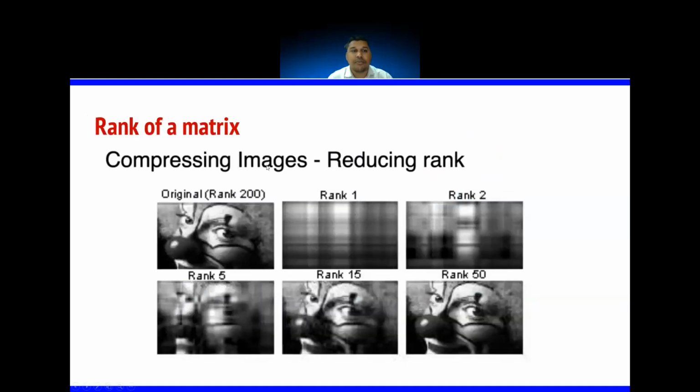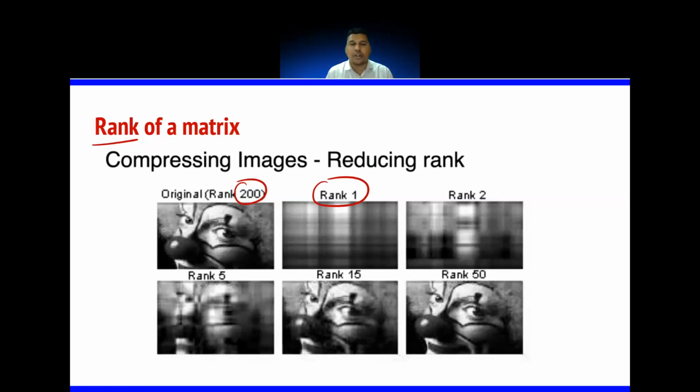Okay, right. Rank of a matrix. This also we'll see, how to find the rank of a matrix. Mostly rank is used with the example of image processing. We'll see how this is used for compressing images. See, this is the original picture. Its rank is 200. If you see rank 1 of that particular image, it looks something like this. Rank 2, rank 5, rank 15, rank 50. If you increase the rank toward the original rank, the picture becomes very clear. I hope you understood rank of a matrix.